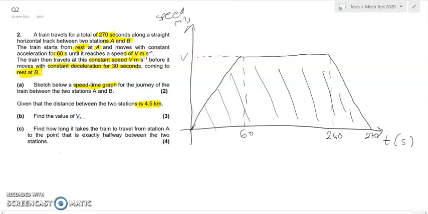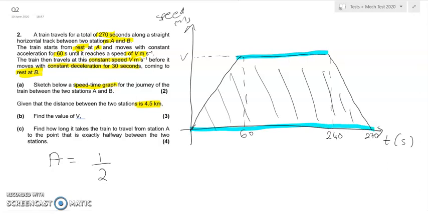So how do we calculate the area of a trapezium? The area of the trapezium is half the sum of the parallel sides. The two parallel sides are there and there. So half the sum of the parallel sides: 180 seconds for the top parallel side and 270 seconds for the bottom one, times the distance between them. The distance between the two parallel sides is that distance there, which is v. So we're going to times by v.